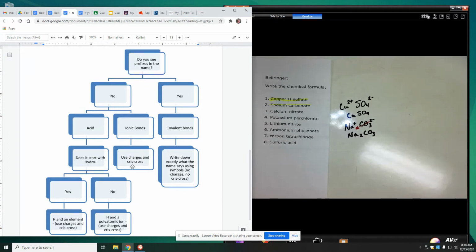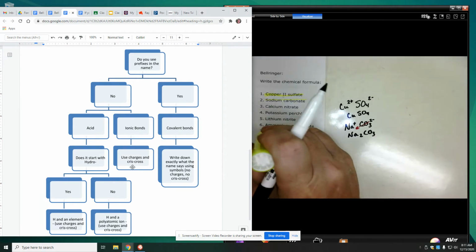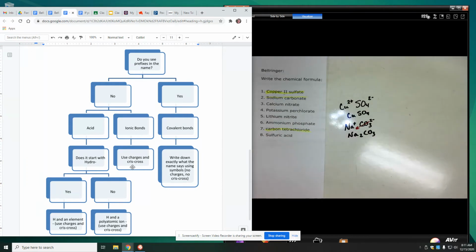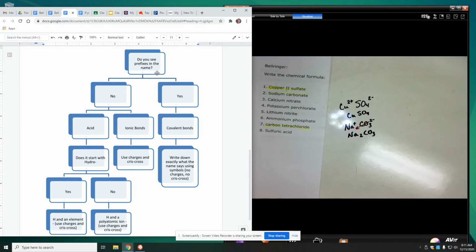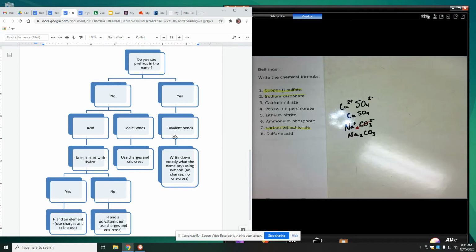Now, all of those were ionic bonds, both with just elements and with polyatomic ions. So now let's try something a little different. Let's look at this one, number 7. Carbon tetrachloride. So we go back up to the top on our flow chart and say, do we see prefixes in the name? Well, yeah, I see tetra right here. So that means it's covalent.